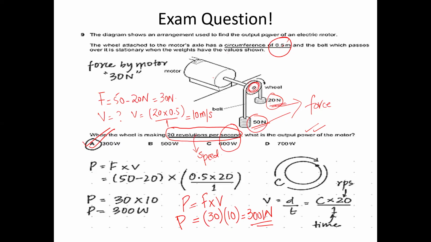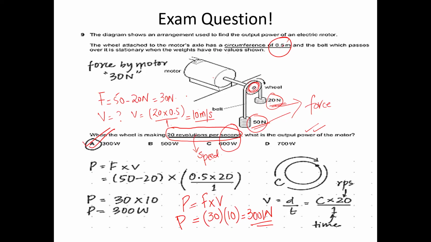And that 30 newtons will be multiplied with the speed. How did we find the speed? We found the speed with respect to the revolutions. One complete circumference was having a distance of 0.5. So if it has rotated 20 times, the total distance covered is 20 into 0.5. And in how much time has it done this? It has done it in 1 second. So 20 into 0.5 divided by 1, that will be its speed.